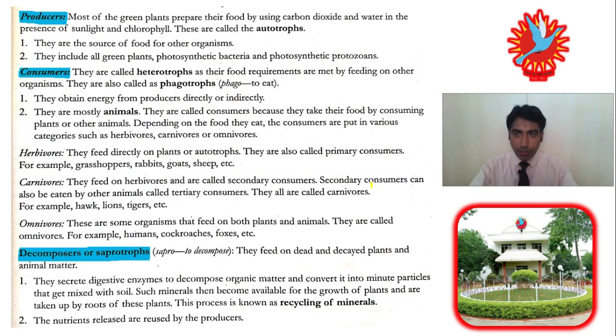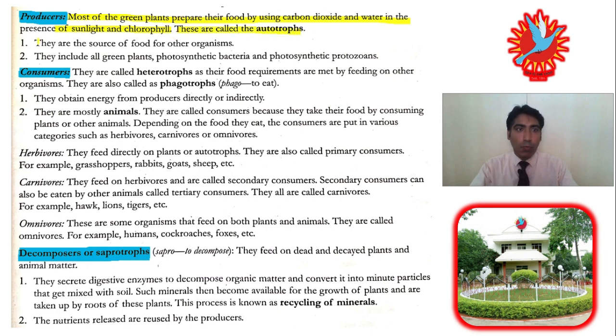So dear kids, first we will discuss the role of producers in an ecosystem. Most of the green plants prepare their food by using carbon dioxide and water in the presence of sunlight and with the help of chlorophyll. You know very well this process is known as photosynthesis. That is why these are called the autotrophs.